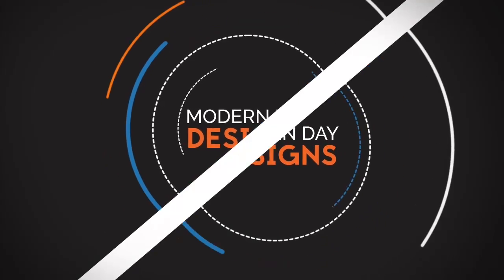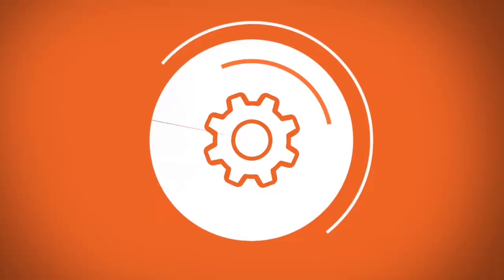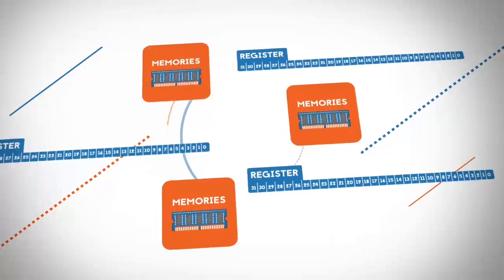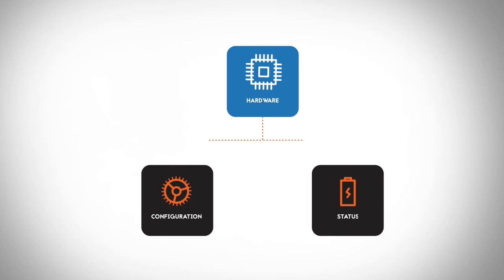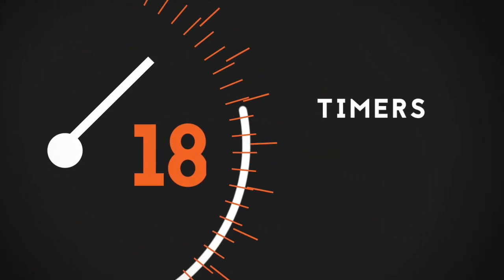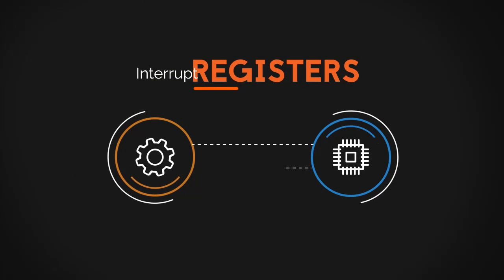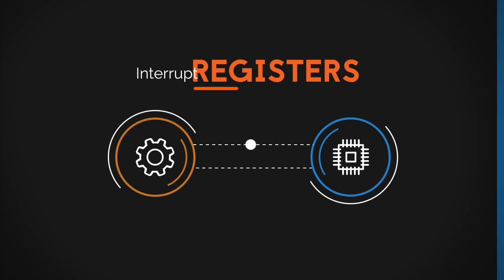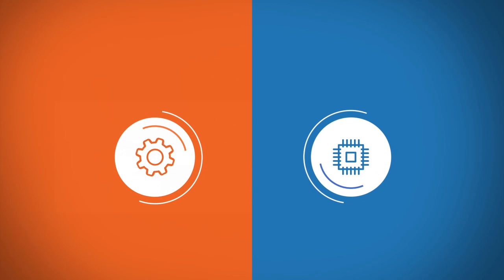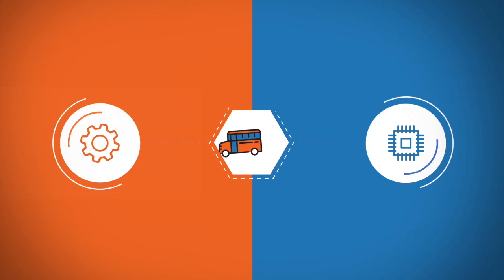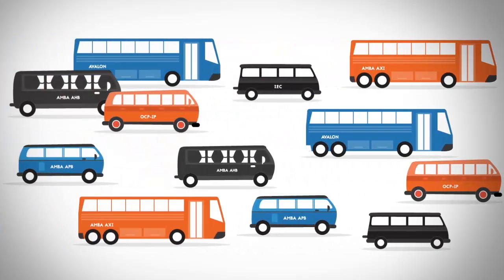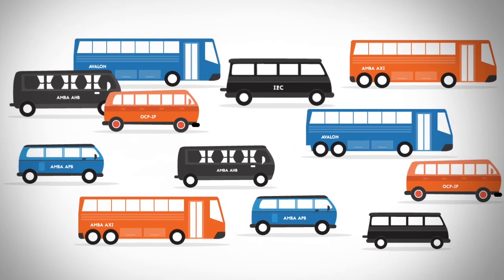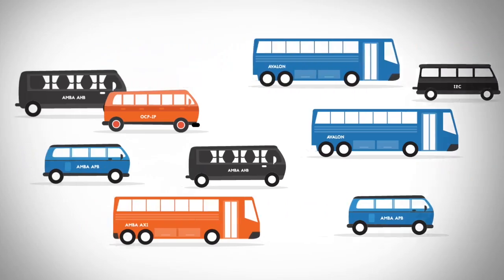Modern day designs invariably contain hardware and software. Addressable registers and memories form the core of the hardware-software interface. Configuration and status registers, counters, timers, and interrupt registers form a layer by which bidirectional communication happens between the software and the hardware. The communication between the software and hardware happens through a standard register bus, such as AMBA, AHB, APB, AXI, Avalon, I2C, etc., or even a proprietary bus.